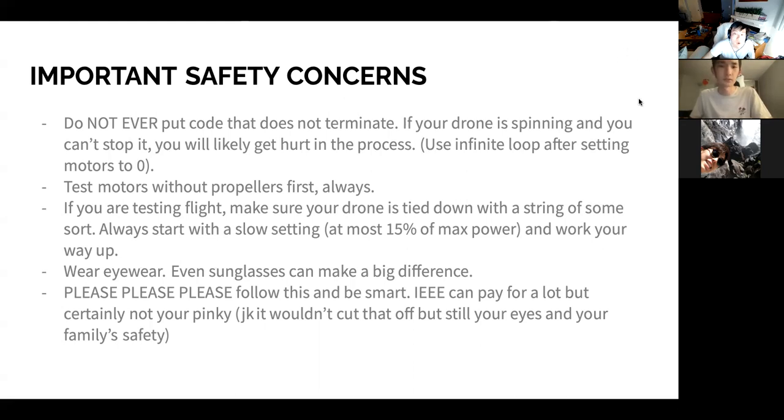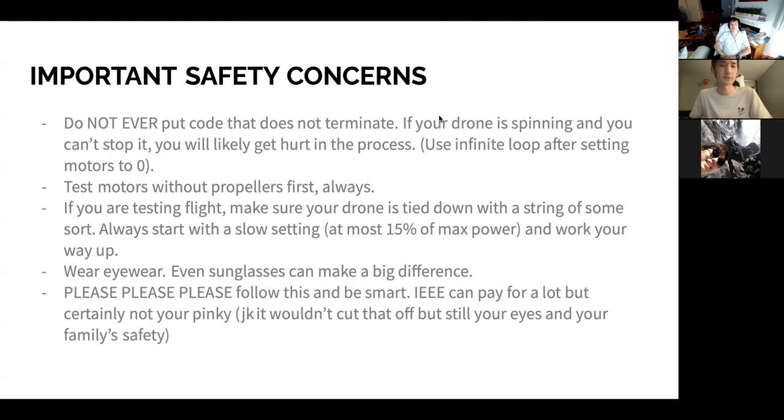Now, if your drone is spinning and you can't stop it, and it's running with code that doesn't stop, it's one of those moments where you really don't have anything you can do. You can kind of just dodge it and wait for it to fall. It's like trying to stick your finger in a blender. So please do that.